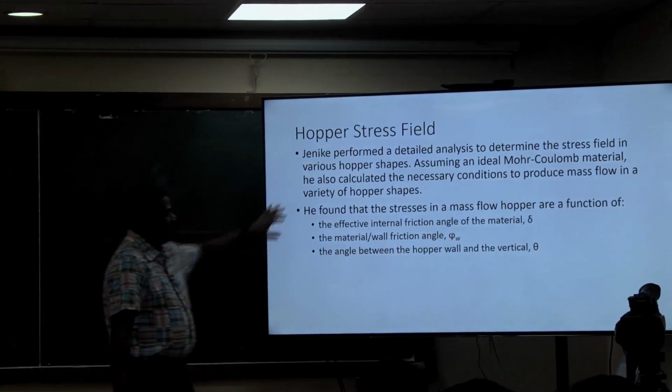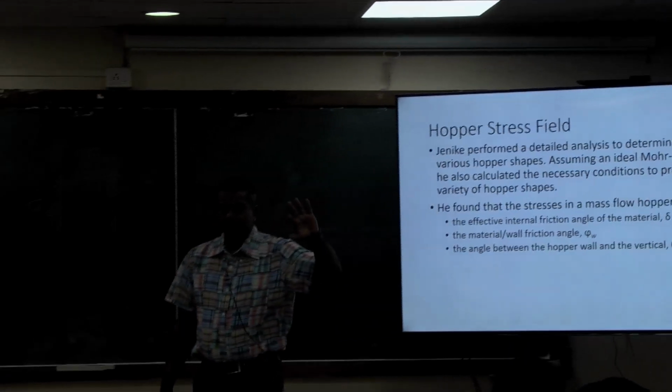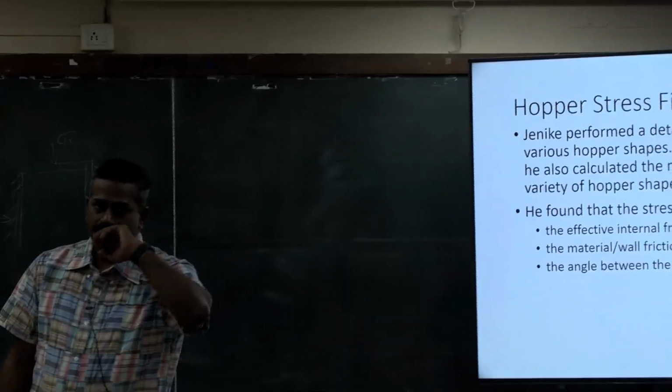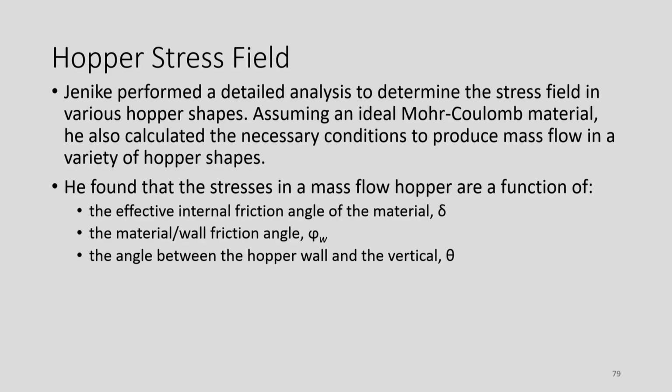Hopper stress field. I'm not going into those stress tensors, but I believe they're available online. If you Google Jenike's analysis of hopper stresses, you should be able to get the stresses acting on powders in a bin. Again, the stresses in the mass flow hopper. He ideally used a mass flow hopper, since if you construct a funnel flow hopper, it's beyond the region of mass flow, and then the powder flow will not be uniform. So ideally use the mass flow hopper.